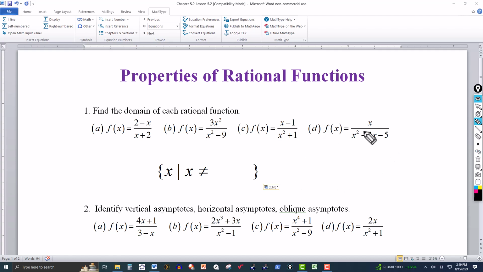Now for D, again, what numbers make the denominator 0? So just factor this out in this case. We get (x - 5)(x + 1). The numbers that make the denominator 0 are going to be 5 and negative 1. So this one is defined for all values x except 5 and negative 1. So we'll put this 5 here and negative 1. So the domain is all x except 5 and negative 1.